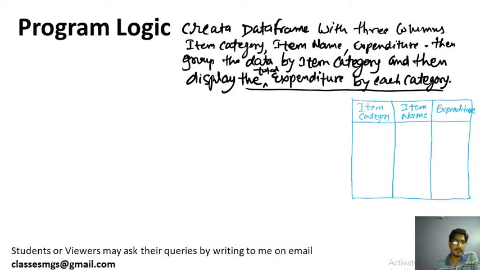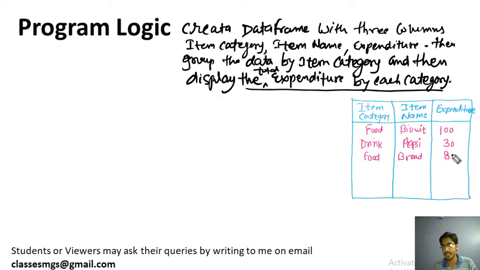Now we will have some data, like we have food category, and we have some data like biscuit. You might have different data, I am just assuming. Let's suppose 100. Then we have drink category. Let's suppose in drink we have Pepsi. We have some expenditure like 30 rupees. Or we have another category, let's suppose food category. We have some bread, and we have some expenditure, let's suppose 80.